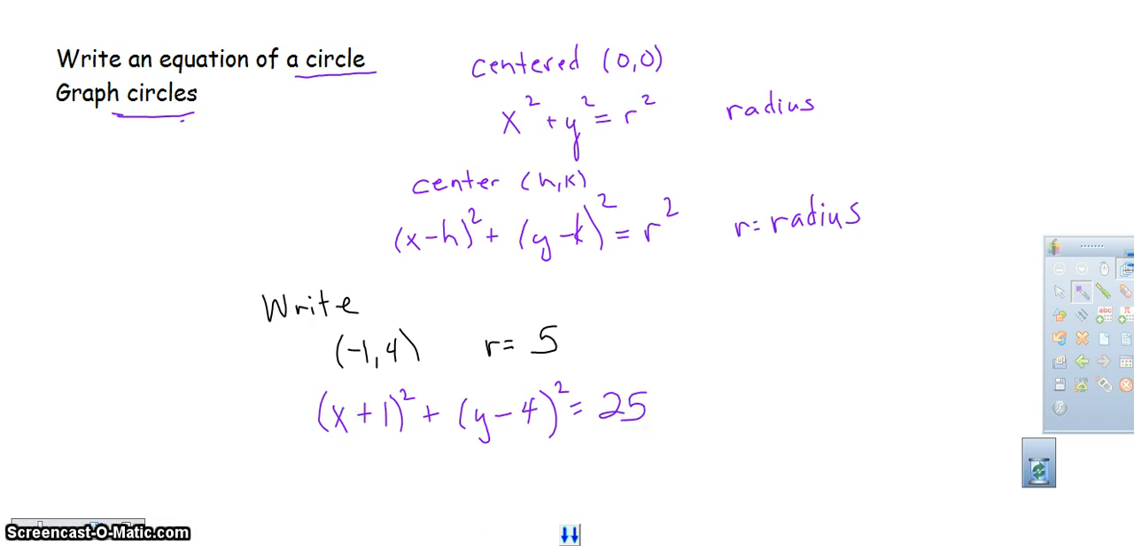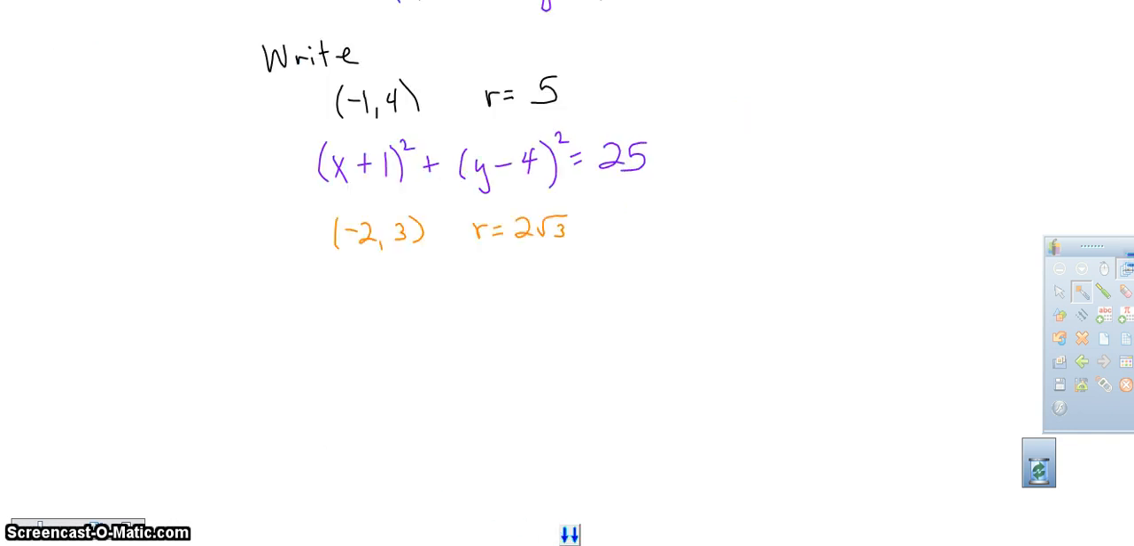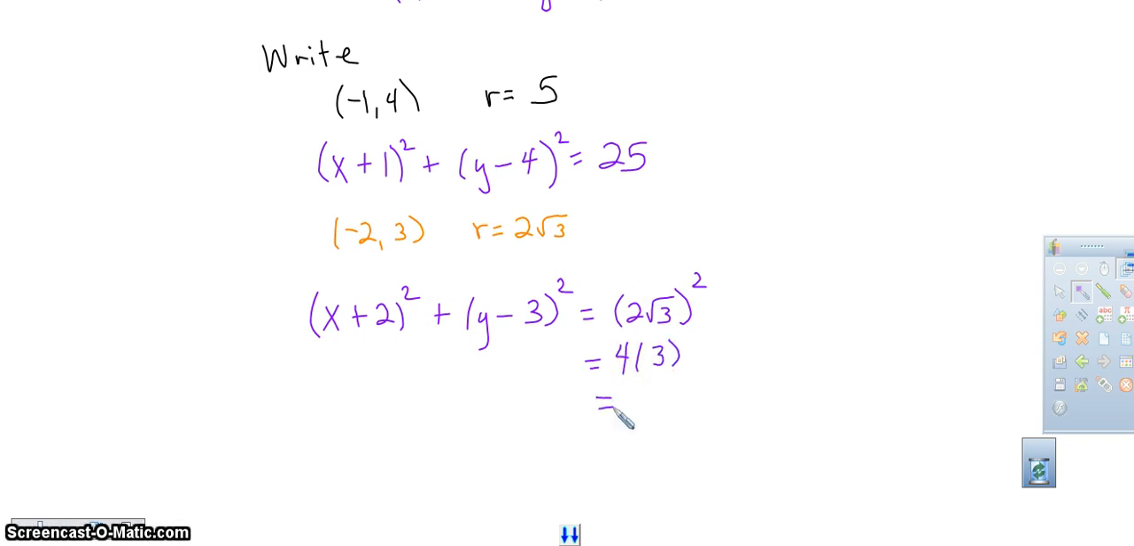Very easy. They do throw some algebra in there where maybe they'll say the center is at -2, 3, and the radius is 2 square root of 3. So you've got to remember your radicals. So if you're going to write the equation, it's x plus 2 squared plus y minus 3 squared equals 2 square root of 3 squared. And what they're looking for there is if you remember to square both parts, because then that's 4 times 3, or 12. So you have x plus 2 squared plus y minus 3 squared equals 12.